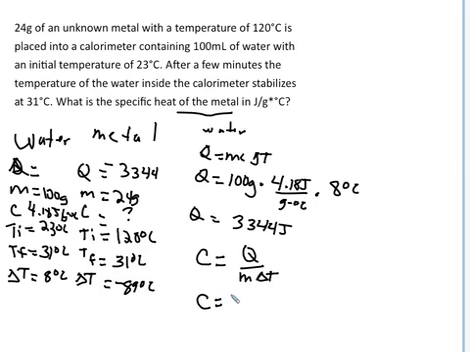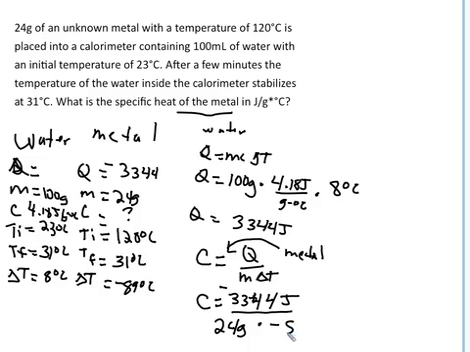The heat, not specific heat, is 3,344, and that could be negative. That's going to be in joules, divided by the mass, which was 24 grams. Notice how I use the mass of the metal. Now I'm using this C data right here. This is all metal data here. This is all for metal. So I'm using the mass of the metal times the change in temperature of the metal. That's negative 89 degrees Celsius.